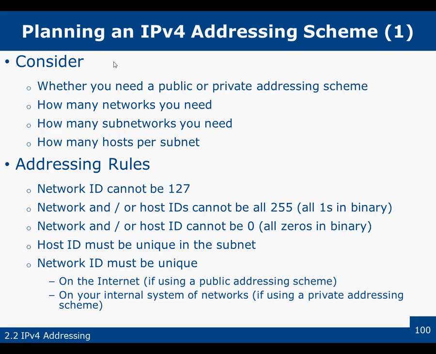Talk about addressing rules. A network ID can't be 127. 127 is the loopback address for testing, 127.0.0.1, which is technically part of the class A address space. The network and the host IDs can't be all 255, all ones in the binary. That's the broadcast address, and it can't be all zeros.